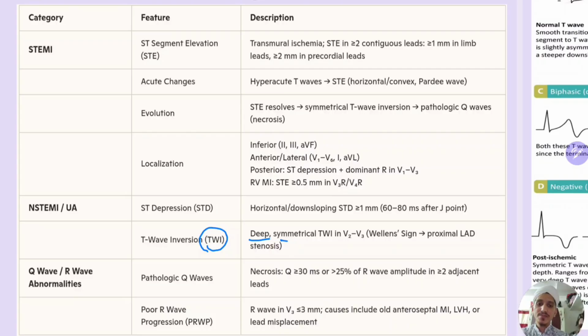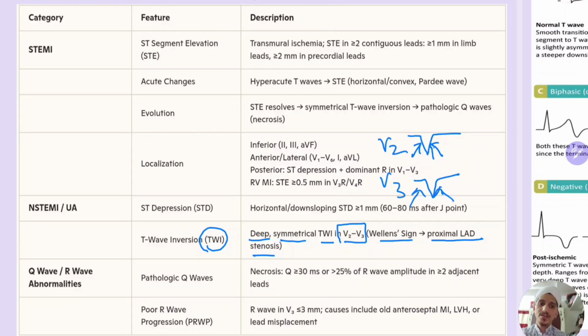Deep symmetrical T wave inversion in V2 and V3, also known as Wellens sign, indicates proximal left anterior descending artery stenosis. Deep symmetrical T wave inversion, so the limbs are symmetrical, in V2 and V3. This is known as Wellens sign, and it indicates left anterior descending artery stenosis, proximal stenosis.